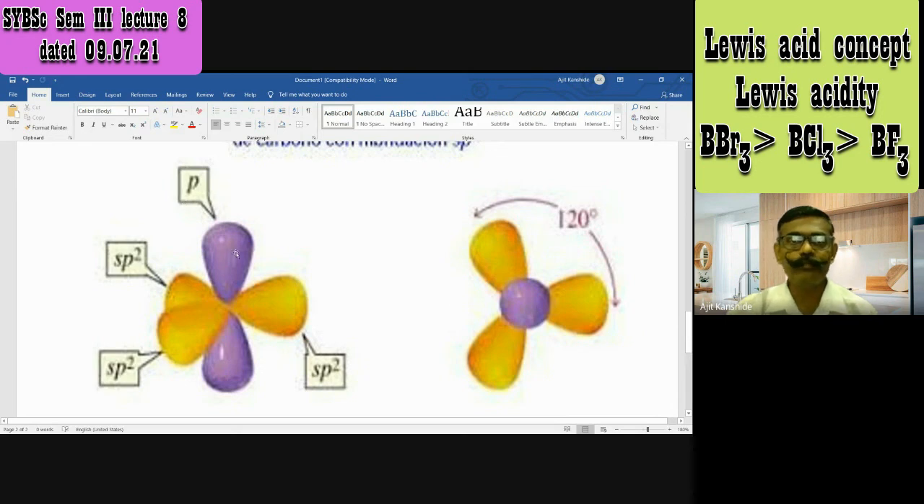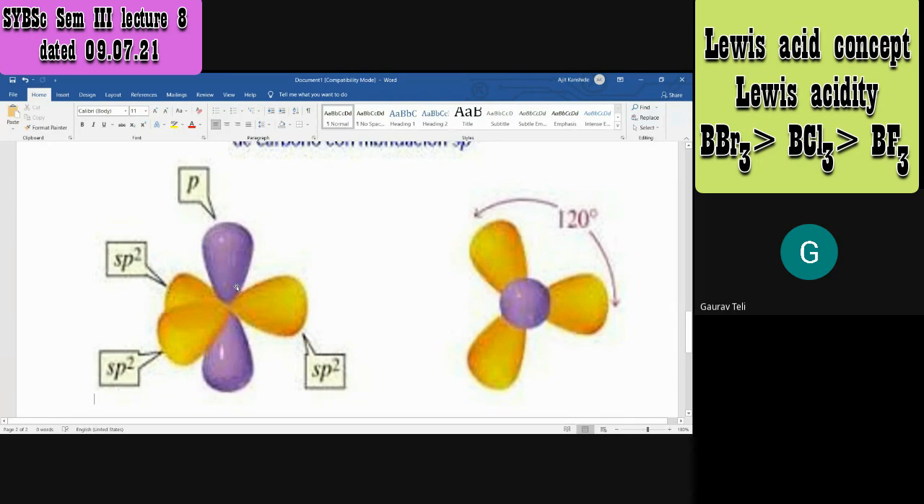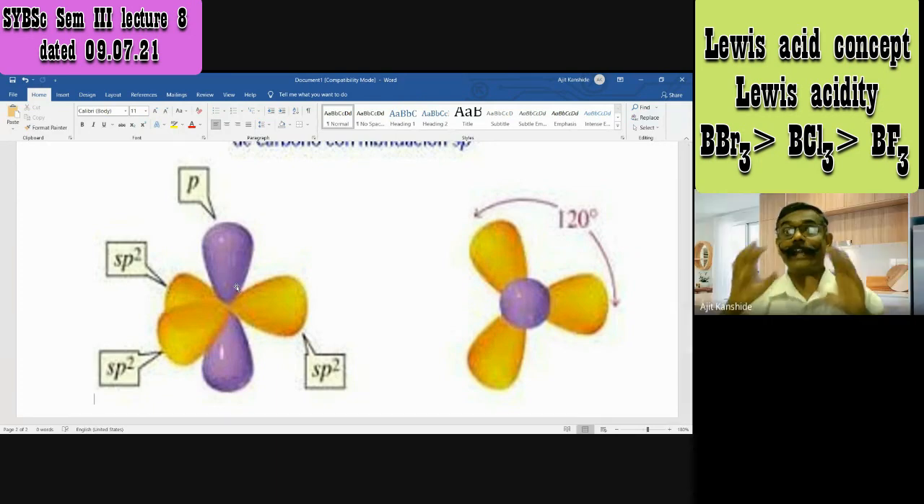Anyhow, this pz orbital, the blue orbital, is perpendicular to this sp2 hybrid orbital. Answer for my question: this 2pz orbital, is it with any electron in case of boron? No. It is with no electron, and that is our interest.